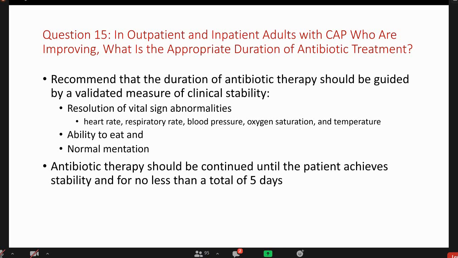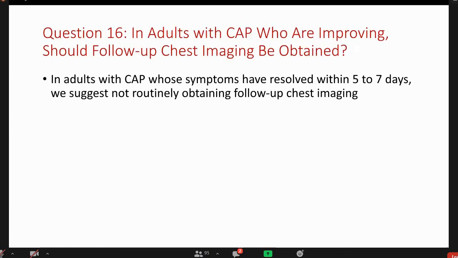So ability to eat and normal mentation. Antibiotic therapy should be continued until the patient achieves stability for no less than a total of 5 days. So the antibiotic therapy is no less than total of 5 days after achieving basically the clinical stability. And what is that? The normalization, the resolution of the vital sign abnormalities of heart rate, respiratory rate, blood pressure, oxygen saturation, and temperature. And then the ability to eat and normal mentation.